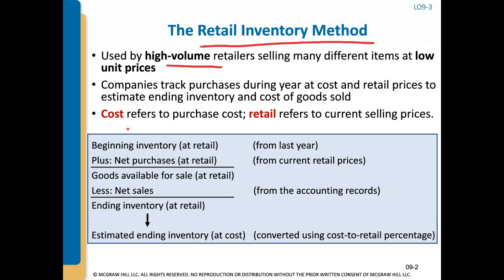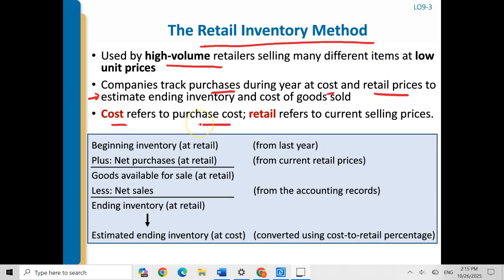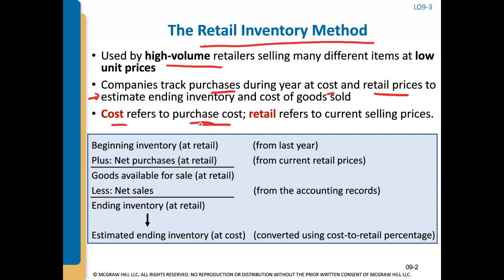calculate those items. So one thing you should know is that companies, when they track their inventory purchases during the year, track them at a cost and retail price. Cost is tracked based on how much a company pays for their inventory, and retail refers to how much they believe they can sell that inventory for currently. So companies track both those items whenever they have purchases of inventory.